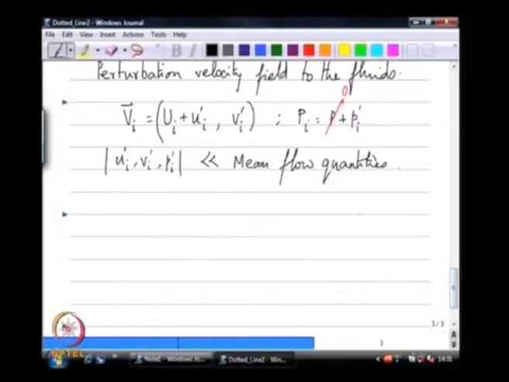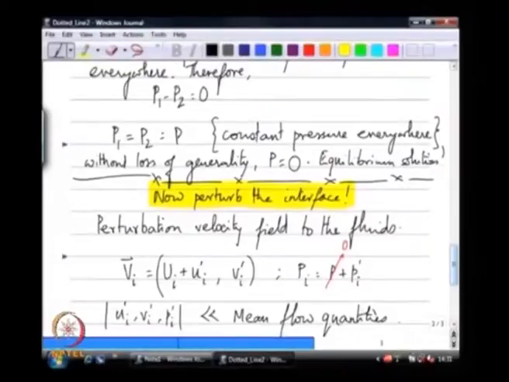Okay. This is our new velocity field and this is our new pressure field. These new velocity and pressure fields also have to be solutions to our unsteady Euler's equations. We showed that U1 and U2 being constant everywhere and P being 0 everywhere is an equilibrium solution because nothing is changing with time. That is the idea of equilibrium, it is steady in time.